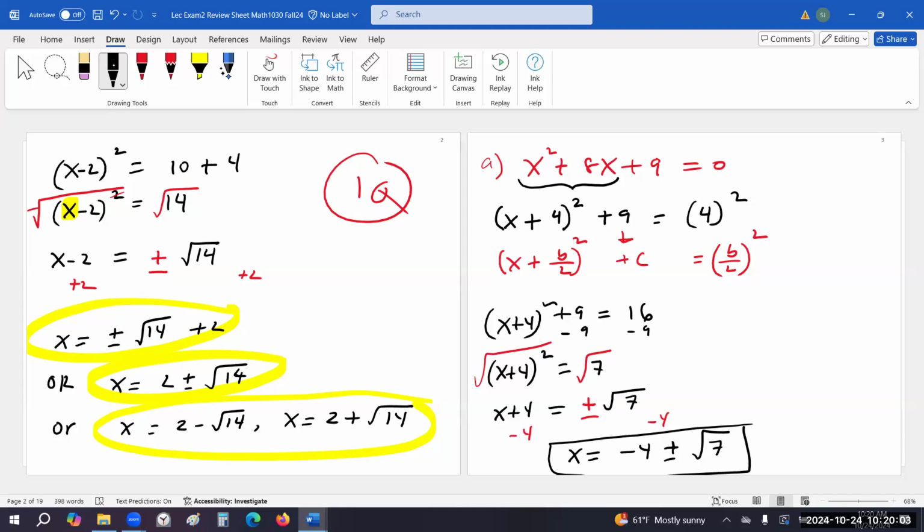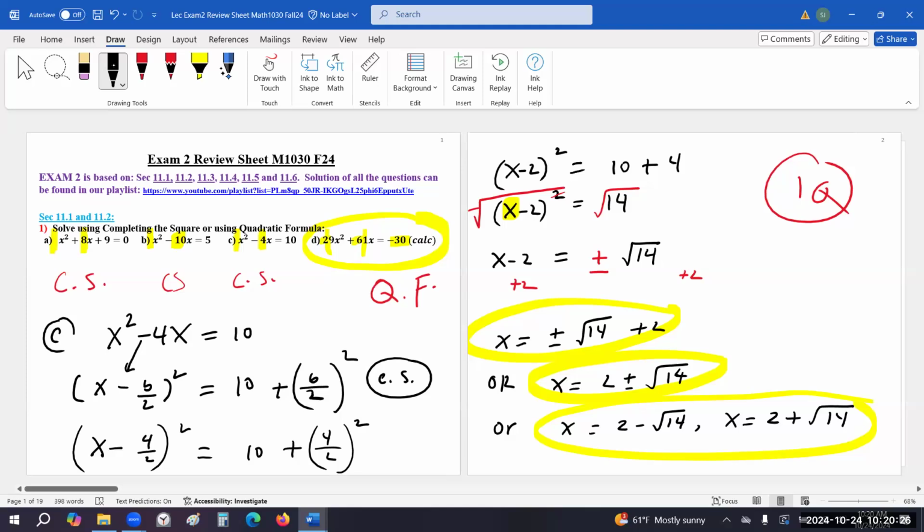But if you don't like the convert-the-square method, feel free to use the quadratic formula, no problem. Question? B.